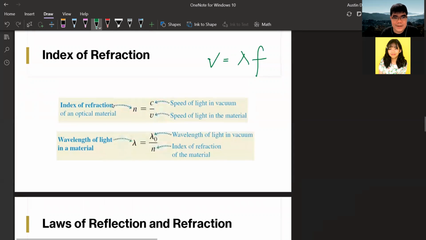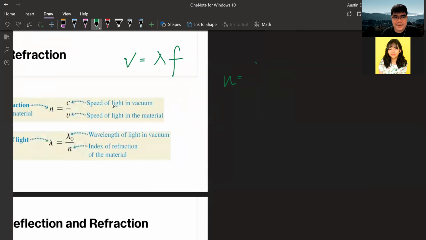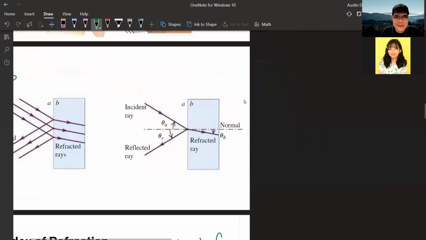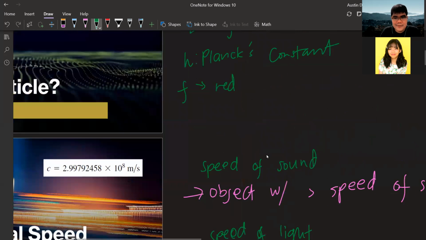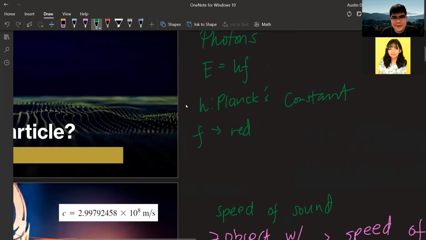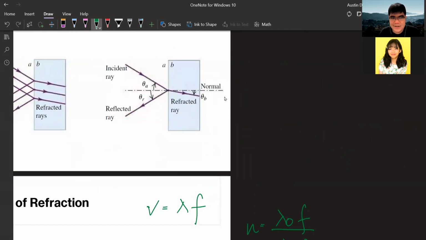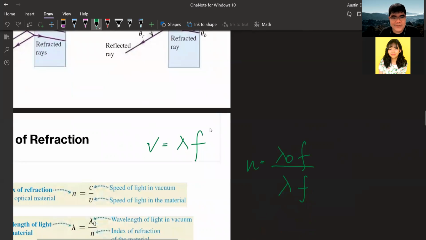Okay? So, with this, N could be written as lambda naught times F, tapos, divided by lambda times F. So, si frequency, yung frequency ng light, and again, ayun yung identity niya. So, hindi siya nagbabago. So, yung mga light particles natin, yung identification nila would be your frequency.